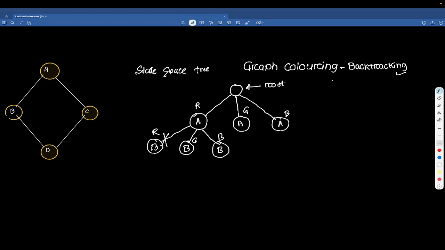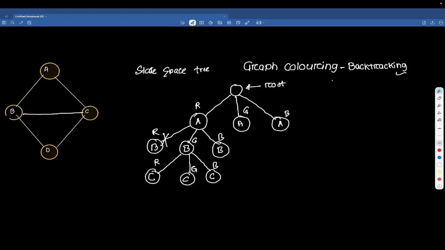Let's say C is the next node, and C can be explored either from this node or from this node. We will first consider the green node to explore. So if I take C, I can color C with red color, C with green color, and C can be colored using blue color. Now there is a link here.